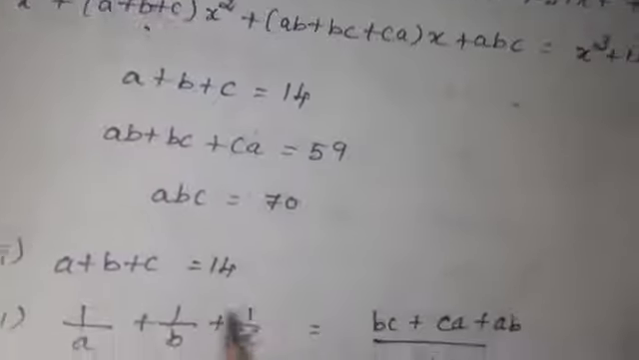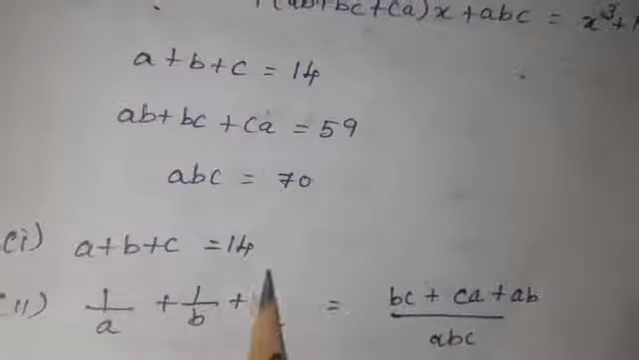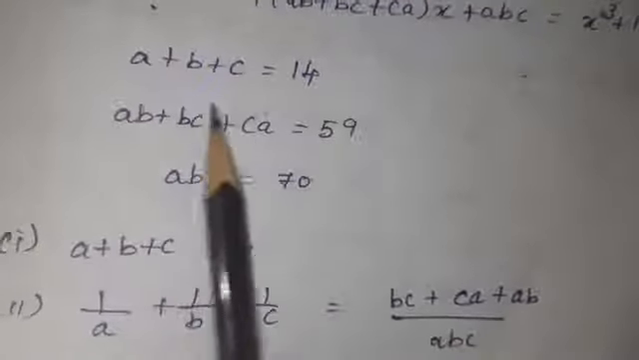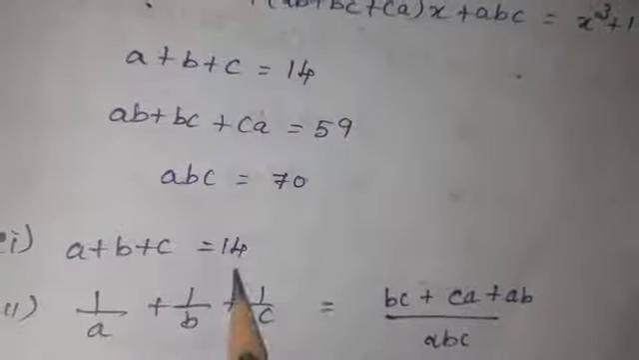Now I am coming to the questions. The first question: a + b + c is equal to 14. How does 14 come in? When you compare in that place itself, you get the first answer. That I have written here.